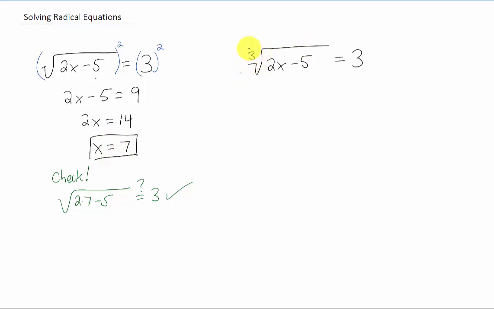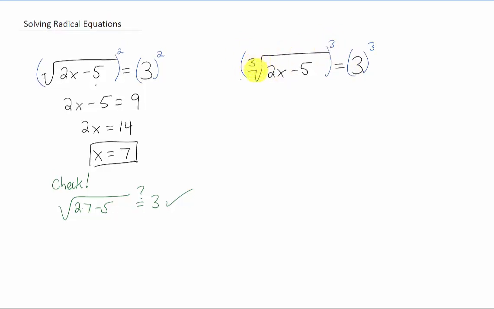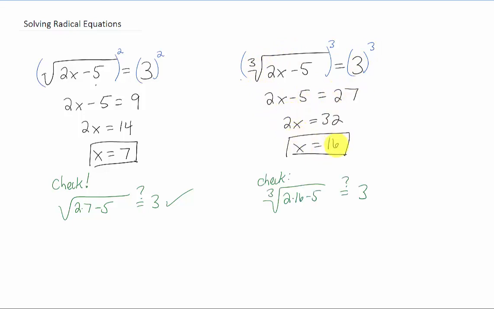Well, the way to get rid of a cubed root is to cube both sides. Now the cube and the cube root cancel, and you're just left with the 2x minus 5. 3 cubed is 27. We're going to add 5 to both sides, and we're going to divide by 2. We get 16 as our answer, and to check that, you plug 16 into the original equation. 2 times 16 is 32, minus 5 is 27, and the cubed root of 27 is 3.